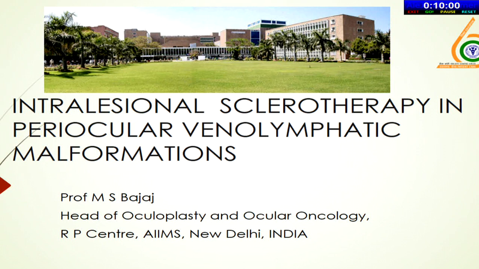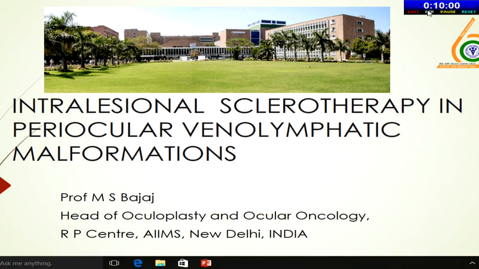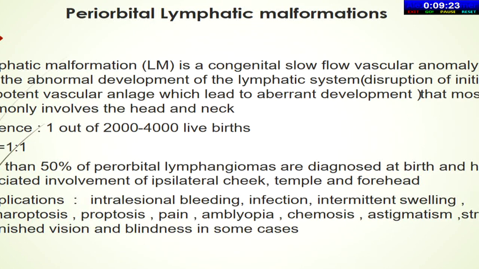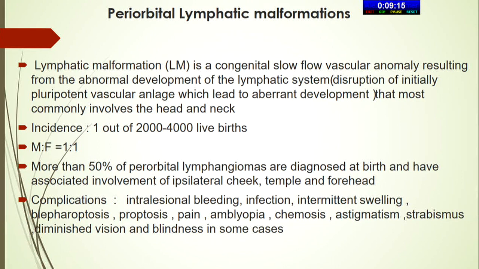I'll be discussing this very challenging topic, which is a challenge for our treatment, how to go about it. Basically, these venolymphatic malformations are a spectrum. They can be either purely venous or purely lymphatic, but in actual clinical setups, you do not see most of the pure venous or the pure lymphatic ones, but usually they are in between, the venolymphatic combination. The pure venous ones are slowly growing and well circumscribed. The lymphatic malformations are a congenital slow flow vascular abnormality resulting from abnormal development of the lymphatic system. And these are the incidence and the sex ratio.